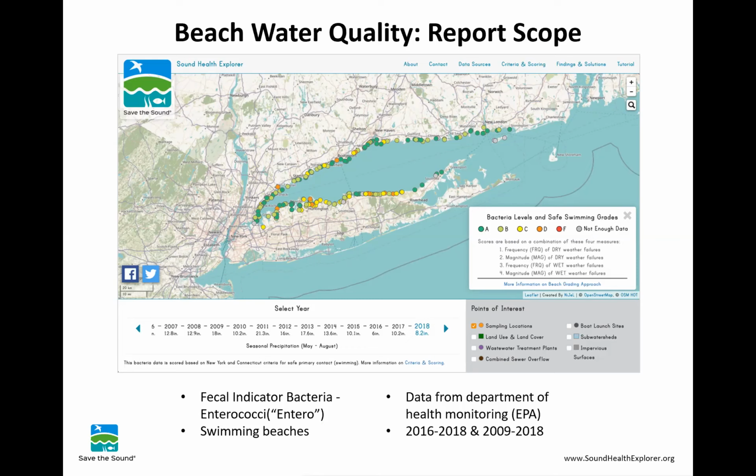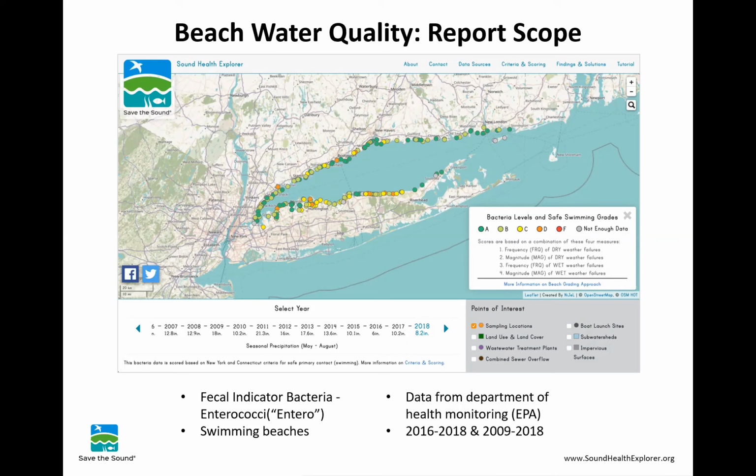So the beach data that we are grading is what we call fecal indicator bacteria counts. The recommended fecal indicator bacteria that's used by New York and Connecticut is enterococci. We call it entero for short. And what that does is that really tells you, is there fecal bacteria in the water, and at what level of concentration is it present?